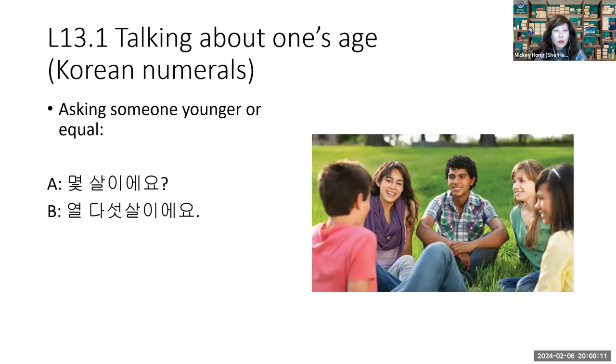Lesson 13, Grammar number 1. Talking about one's age. You express most of the time one's age with native Korean numbers. You can ask somebody who is younger than you or equal what their age is by saying 몇 살이에요. Straightforward, 몇 is a question word for number or quantity, and they will answer in a native Korean number and 살이에요.